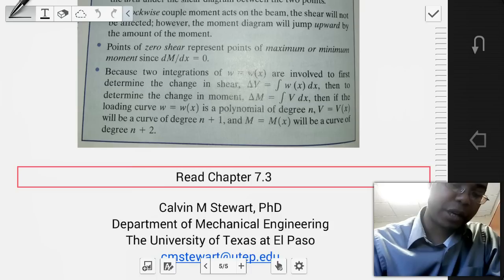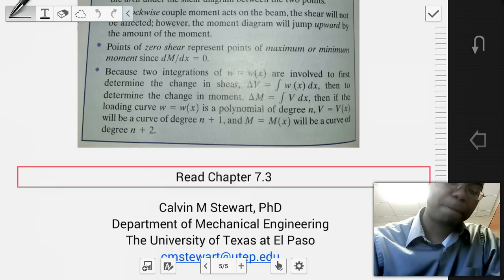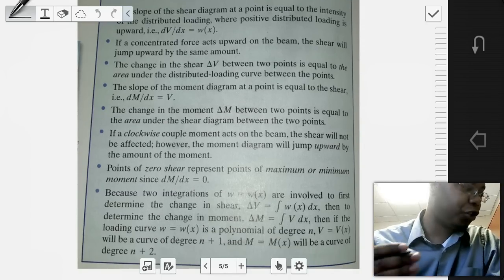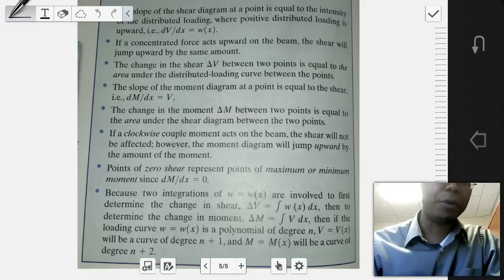Because two integrations of the distributed load are involved, first to determine the change in the shear and then to determine the change in the moment, if the distributed load is a polynomial of degree n, then the shear function will be a curve of degree n plus 1, and the moment function will be a curve of degree n plus 2. Okay? So these are quite a few important points that are made about using these equations that describe the relationship between load, shear, and moment.